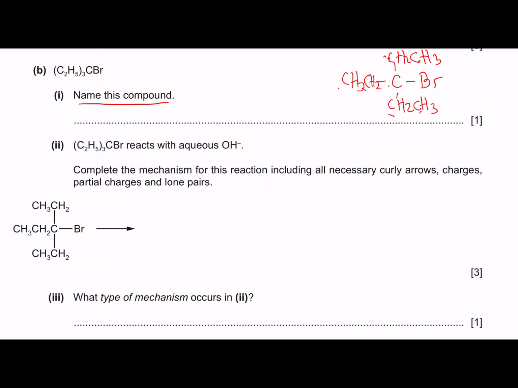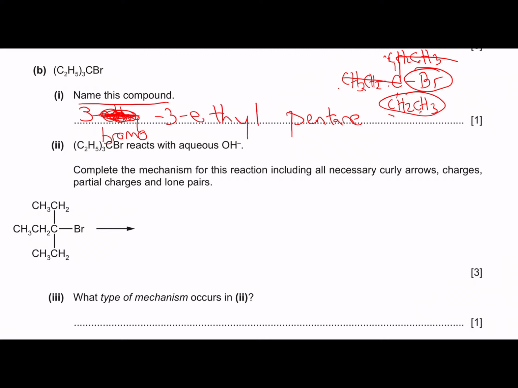It looks like no matter how I slice it, this is going to be a pentane. Right? So 1, 2, 3, 4, 5. And then on carbon 3, I notice I've got this and I've got this. So it is 3-ethyl, or 3, it's got to be one line, 3-bromo-3-ethylpentane would be the correct name.